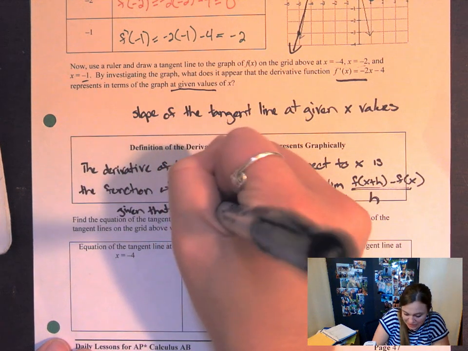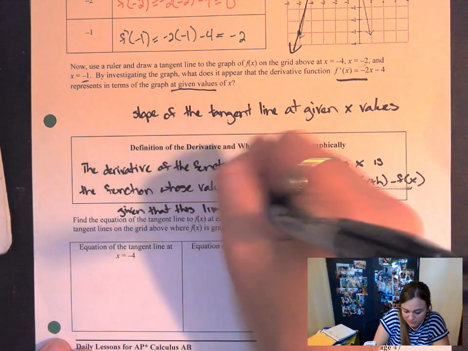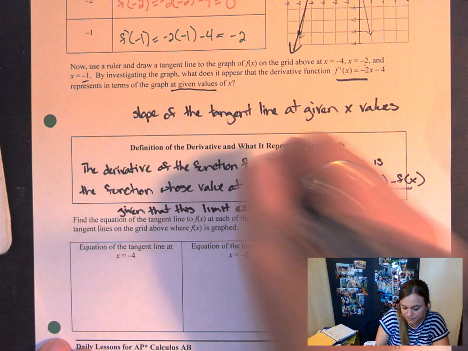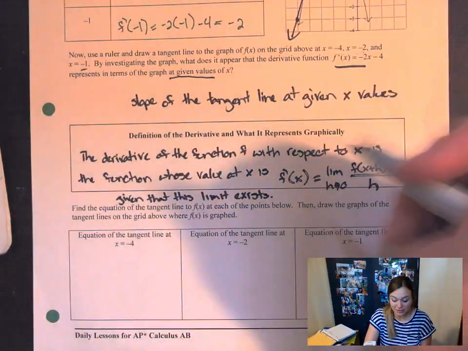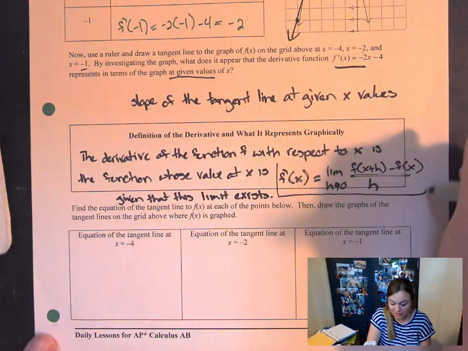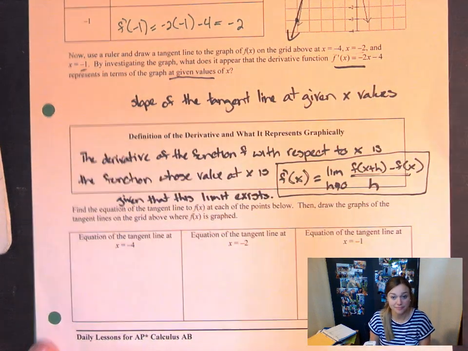There are still going to be times when a slope doesn't exist, and we'll get into that more later. Okay, so formal definition. This is what you have to remember, that f prime of x is this whole mess.